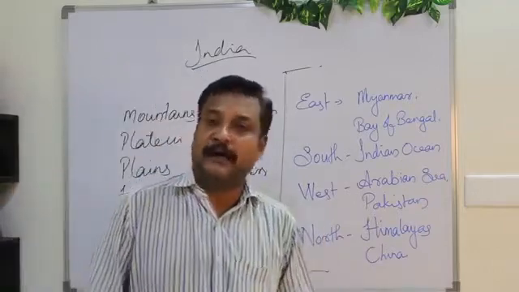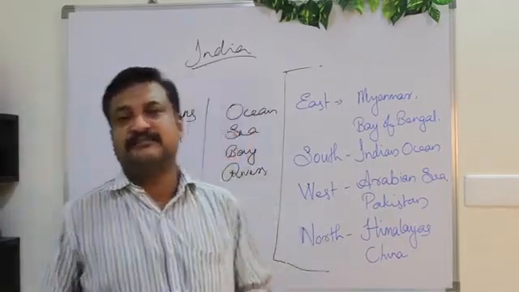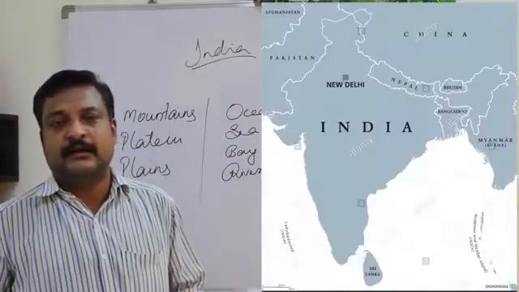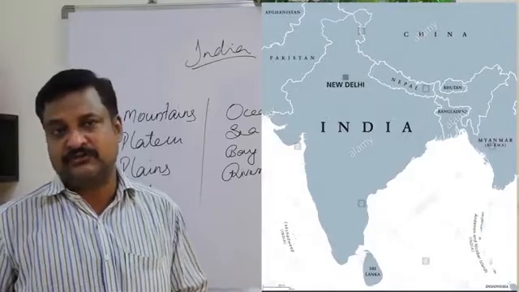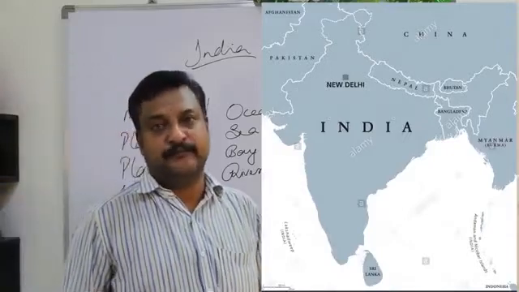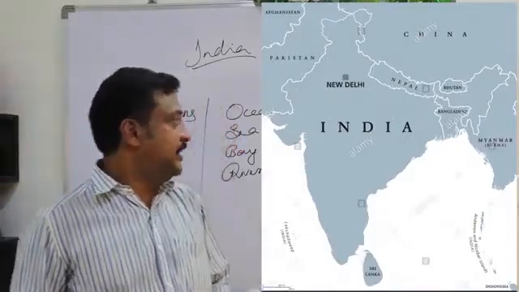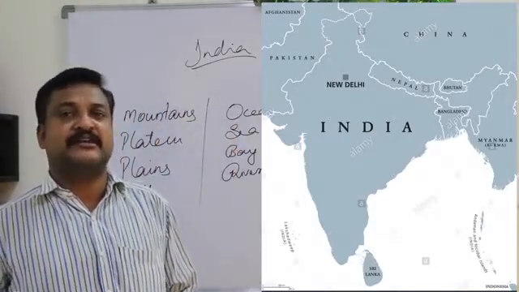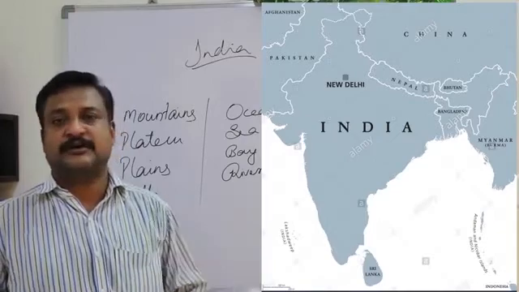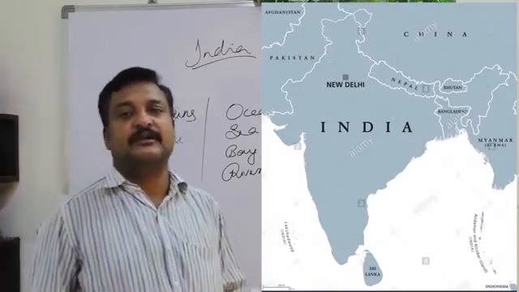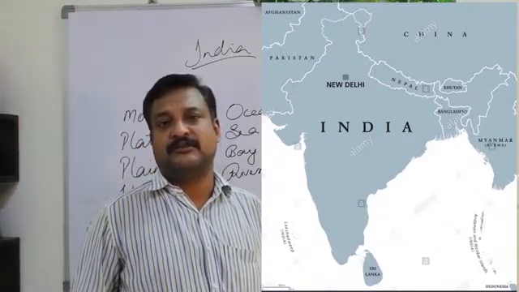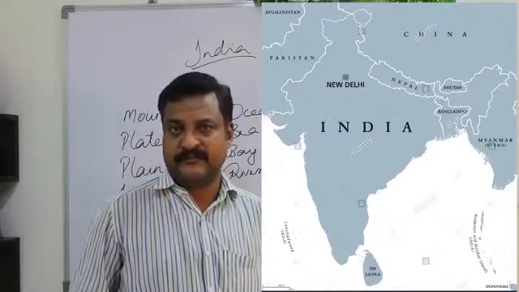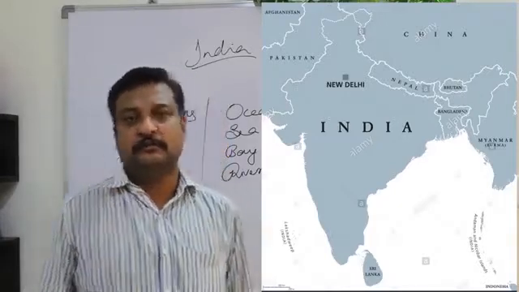Now look at this map. You can see all the borders of India marked well on that. See, on the eastern side you have Myanmar and the Bay of Bengal. Myanmar is a country which lies to the east of our eastern states. Okay, Arunachal Pradesh, Meghalaya, Mizoram, Nagaland, those regions. And below that we have the Bay of Bengal.